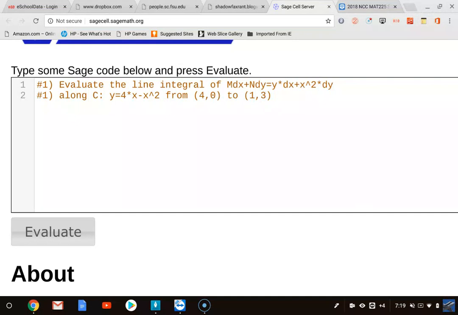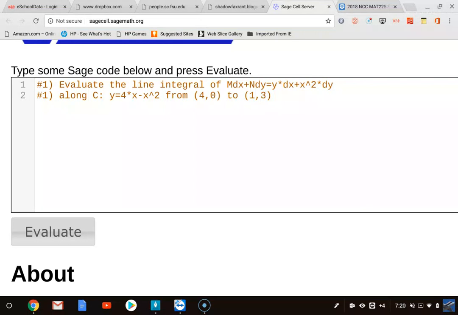So how do you calculate this work? Do you have to parameterize the region? Not always. Because I'm trying to integrate y dx plus x squared dy, but can I rewrite this all in terms of x, let's say? Could you? What's y in terms of x?